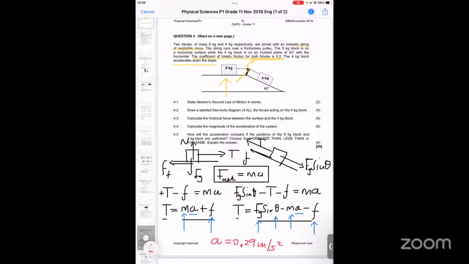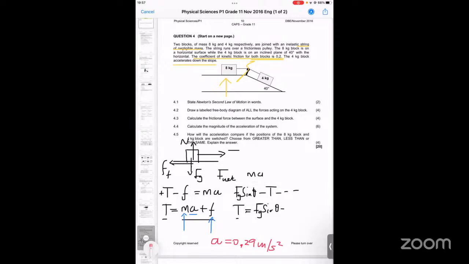Yes, sir. Okay, so now 4.5, they're asking how will the acceleration compare if the positions of the 8 kg block and the 4 kg block are switched? It'd be greater than. Okay, reason? Because the 8 kg mass is way bigger than the 4 kg, meaning it would move faster down the slope, sir. Yes, exactly that.